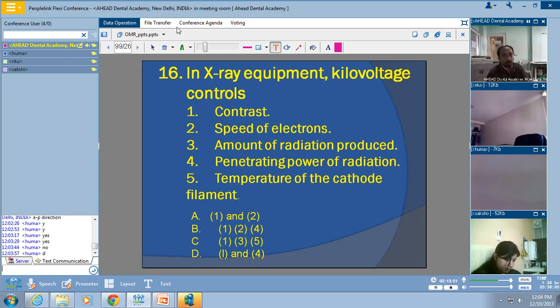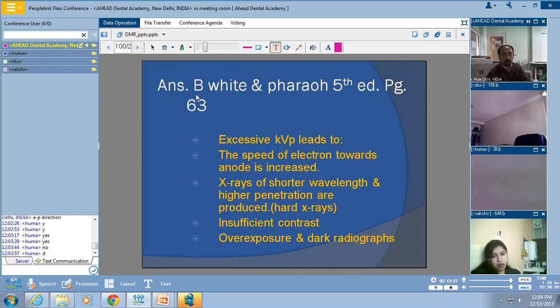Speed of electrons, will it be affected or not? Speed of electrons will be affected, as I told you, isn't it? So there will be a very small and inconspicuous increase, but the speed will be increased. And remember Einstein's formula, E is equal to mc square.